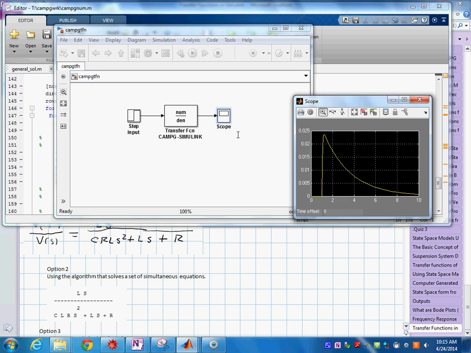Here, once it's like this, you can put it in any control system or anything that you want to do with the transfer function. So hopefully that answers the question on how to handle the Simulink transfer functions, starting with the bond graph.